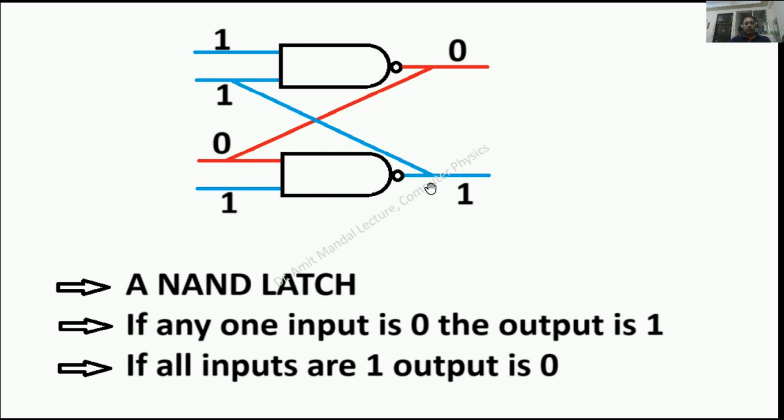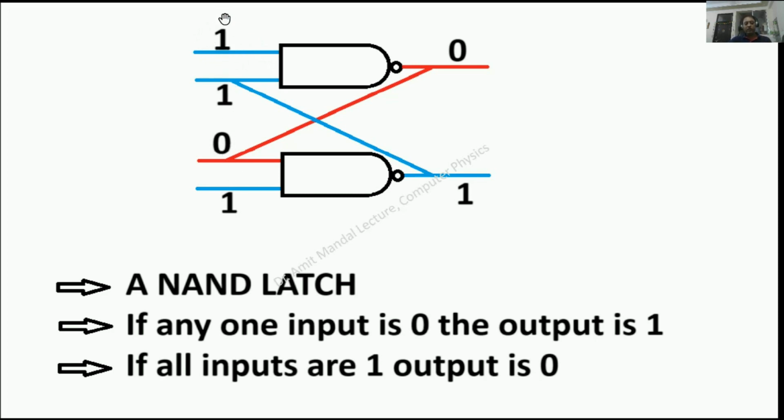Now we can see that in the top NAND gate the two inputs are 1 and 1, and the output is 0 because both are 1. This output of the top NAND gate is one of the inputs of the lower NAND gate, so this 0 goes in as an input to the lower gate, which has its own output. The output of the lower NAND gate is one of the inputs of the top NAND gate, like these cross connections. Now the top NAND gate has the inputs 1 and 1 and the bottom has 0 and 1.